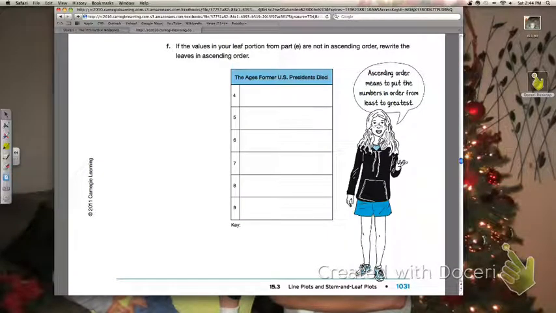Alright, we are going to use the stem and leaf plot. They already have a table made out for us on the bottom of page 1031. We're going to use letter F. We of course know that we want to make sure that our stem and leaf plot is in ascending order. So what I would like you to do with your group members is take all of the information and put it into a stem and leaf plot for the ages former U.S. presidents died. Take a couple of minutes.